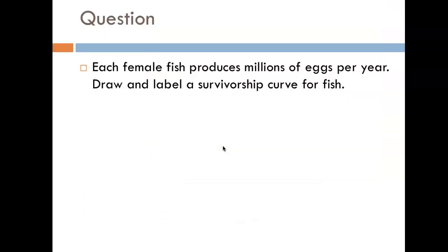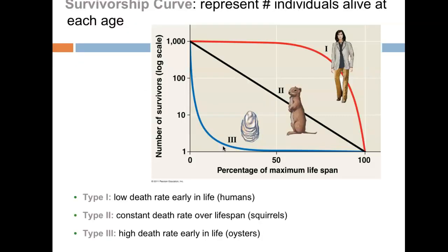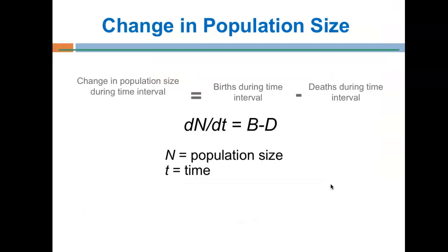So question: each female fish produces millions of eggs per year. Draw and label a survivorship curve for fish. So basically all I'm really wanting to know is where do fish fall in? Type 1, type 2, or type 3? Since they're laying millions of eggs, that should give you a pretty good indication that they belong in survivorship curve 3 because there is going to be a lower survivorship of the young. So they need to have more young. All right, so that's survivorship.